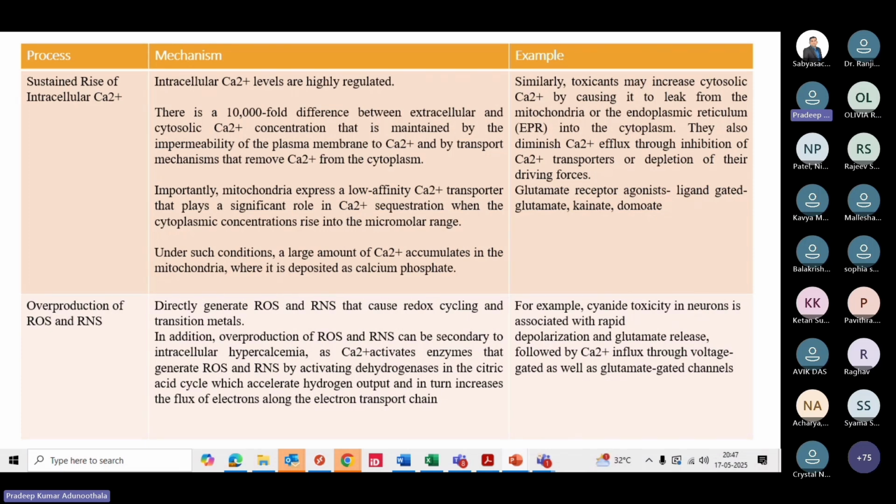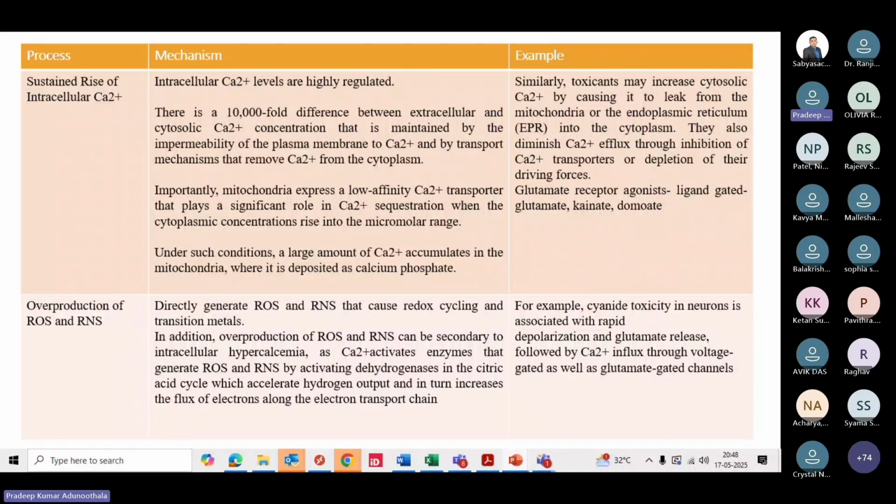Under these conditions, a large amount of calcium accumulates in the mitochondria, where it is deposited as calcium phosphate. A toxicant may increase cytosolic calcium by causing it to leak from the mitochondria or the endoplasmic reticulum into the cytoplasm, which increases the calcium concentration in the cytoplasm. Toxicants also diminish calcium efflux through inhibition of calcium transporters or depletion of their driving forces.